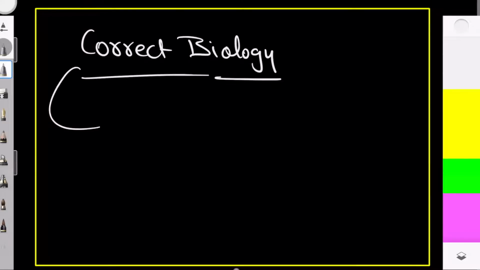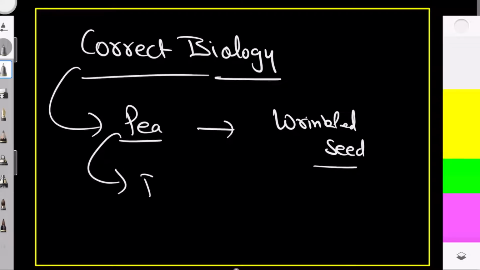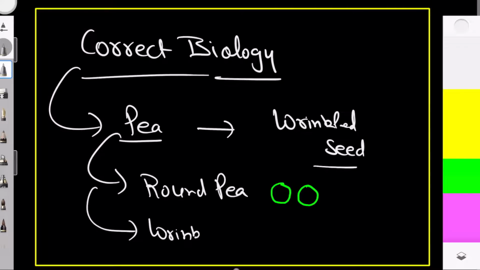In this video, I am going to teach you how the peas are going to have wrinkled seed. So here you must be knowing, in the case of pea, you can have round pea. These round peas are going to have this type of shape. Yes, you can have wrinkled pea. The wrinkled peas are going to have this type of shape. They are not perfectly round.